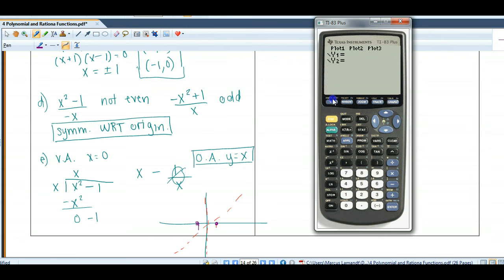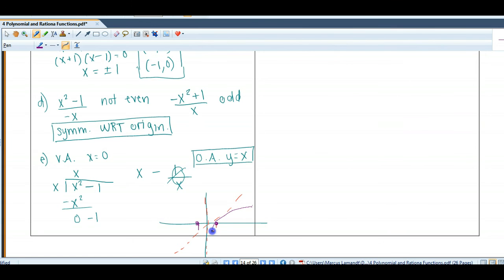Alright, so y equals x squared minus 1 over x. Graph it. Looks something like that. Okay? So I'll graph that here. Kind of, sort of. Something like that. Looks much better on the calculator. And as you can see, it is actually symmetrical about the origin.